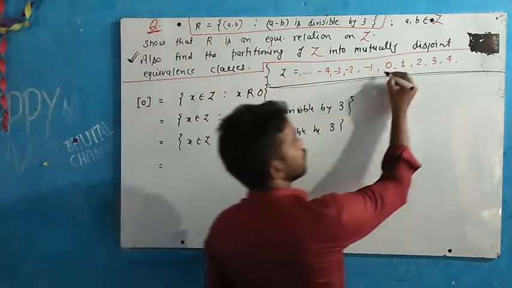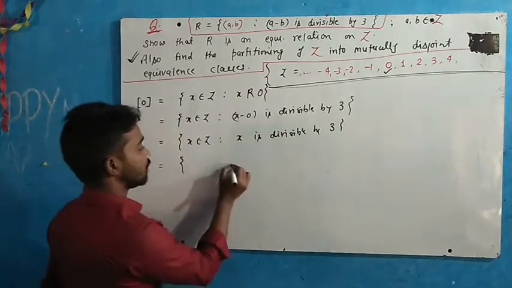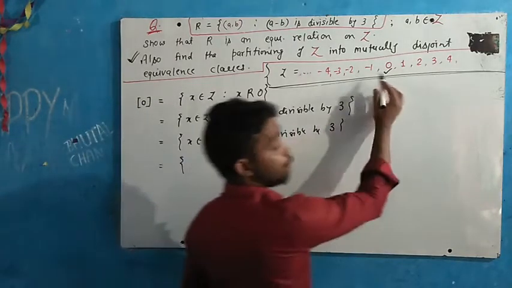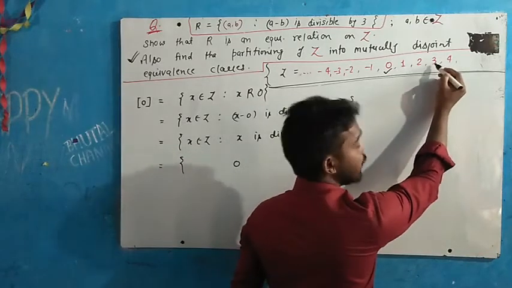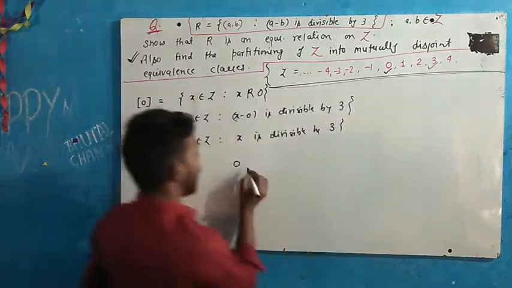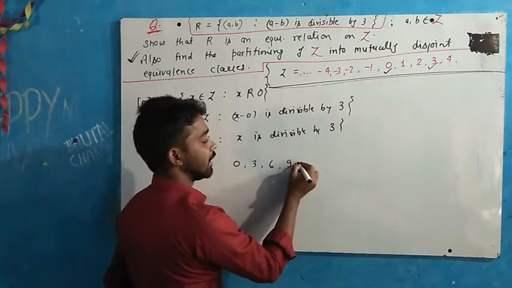First 0, yes, 0 is divisible by 3. So first I have written 0. After that, positive number: is 1 divisible by 3? No. Is 2 divisible by 3? No. 3? Yes, of course. It means after 0, 3 will come. And next, you can tell me 6. Next, 9, up to infinity.